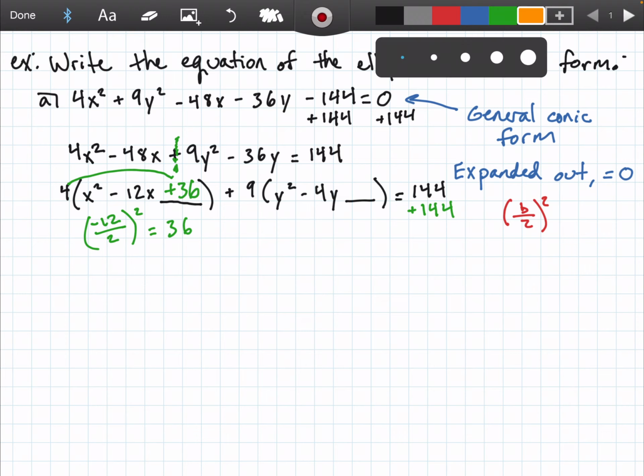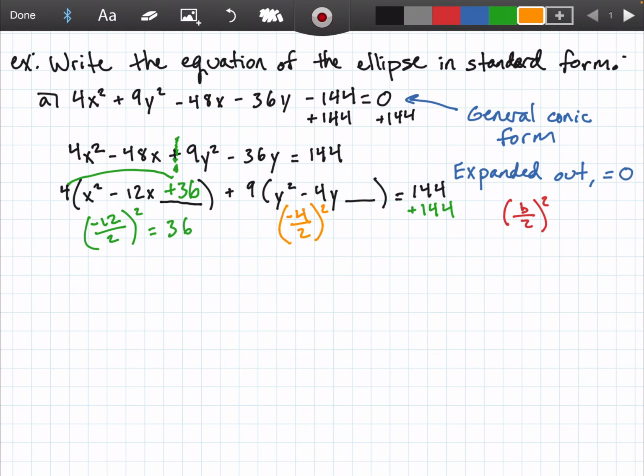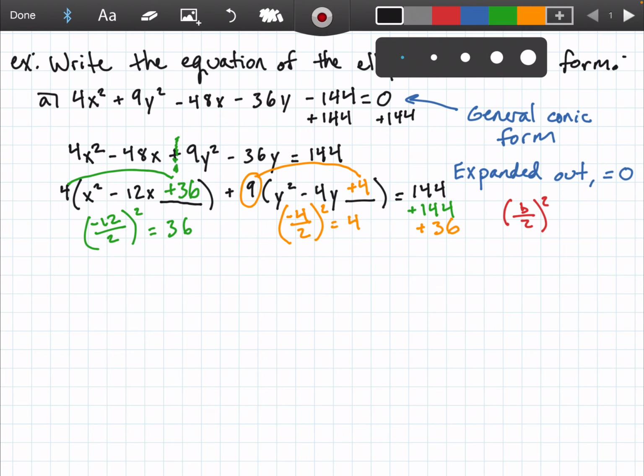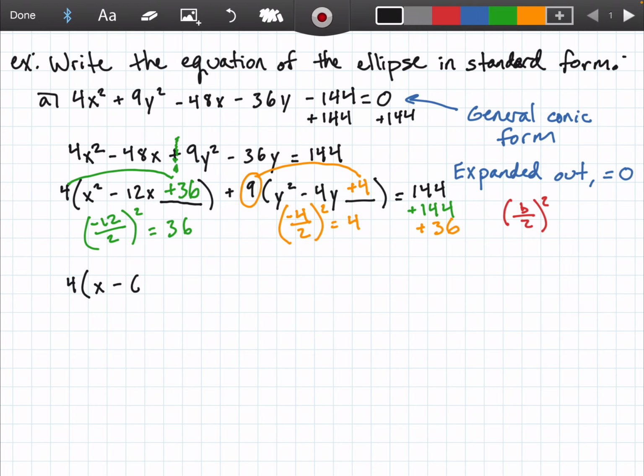Now we can do it for the y's. I'll take negative 4, divide it by 2, and square it. Negative 4 divided by 2 is negative 2, squared is positive 4. But I didn't just add 4, I added 9 times 4, which is 36. So now for the left side, we got 4 times x minus 6 squared, plus 9 times y minus 2 all squared, and all of that adds to 324.